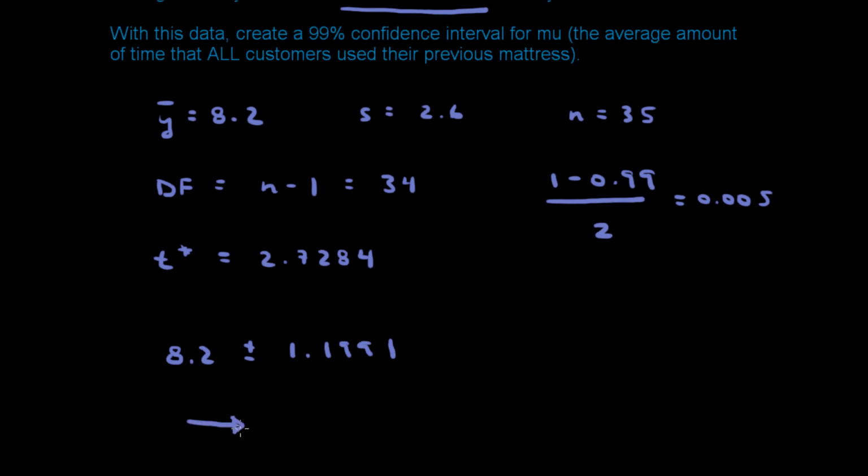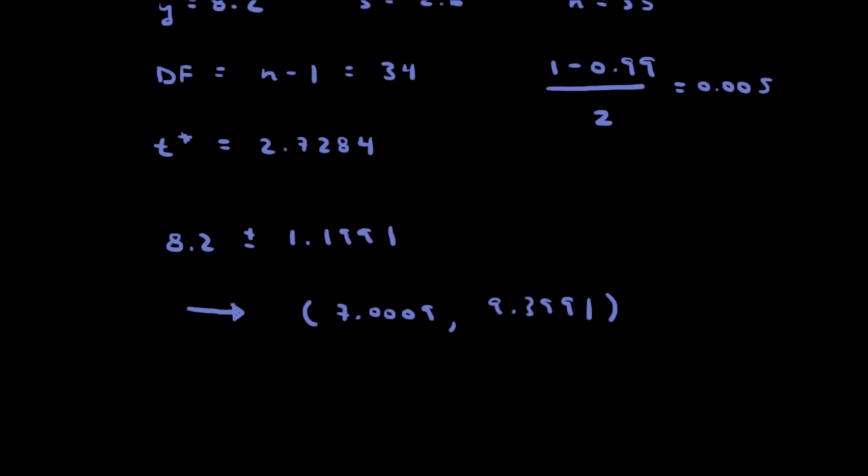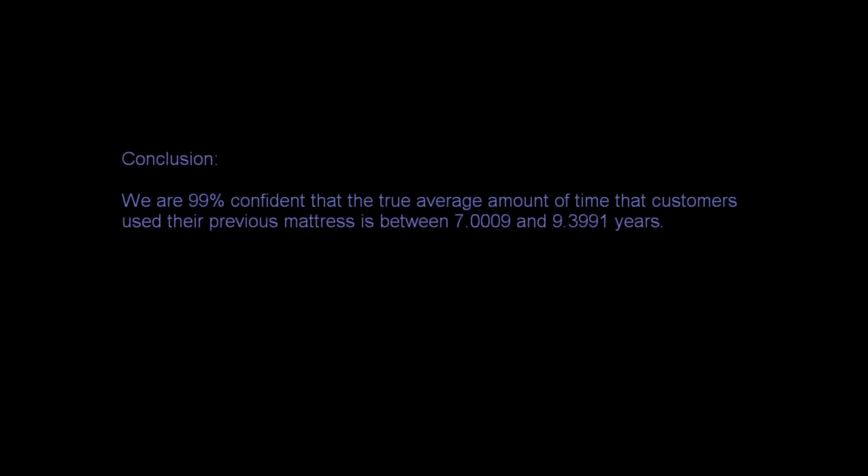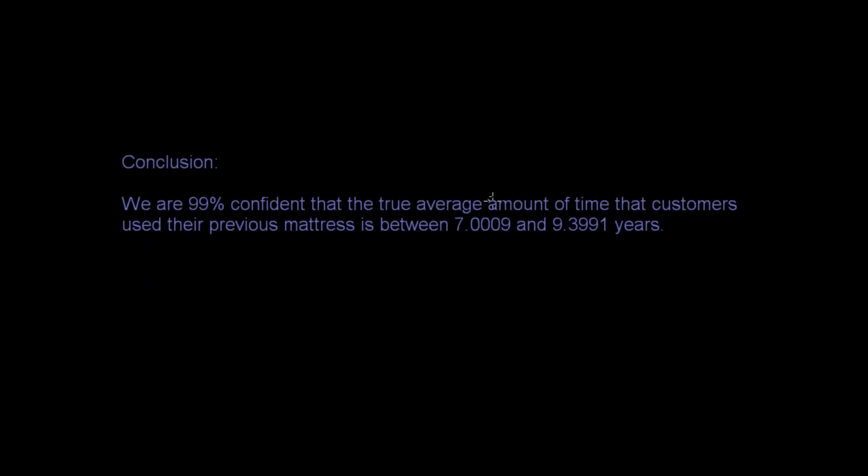And then this would give you a lower boundary of 7.0009 and an upper boundary of 9.3991. So again, you would use that minus sign to get the lower, use the plus sign to get the upper boundary. And then as an interpretation of this interval, like what does that mean? You could say that we are 99% confident that the true average amount of time that customers use their previous mattress is somewhere between 7.0009 and 9.3991 years.